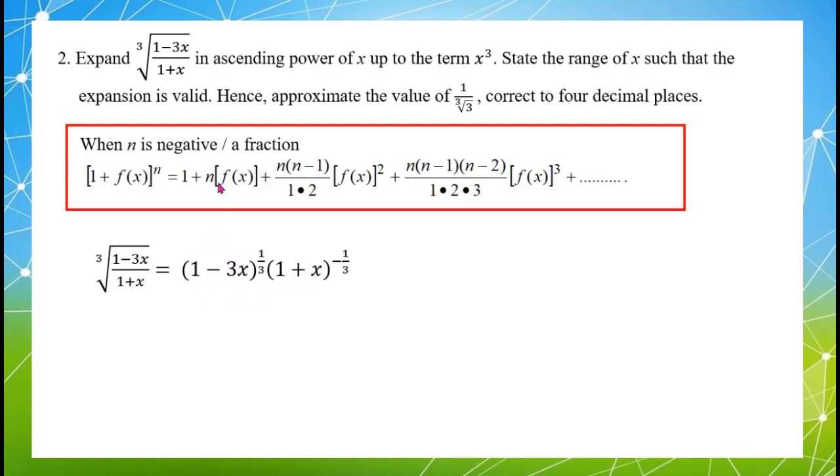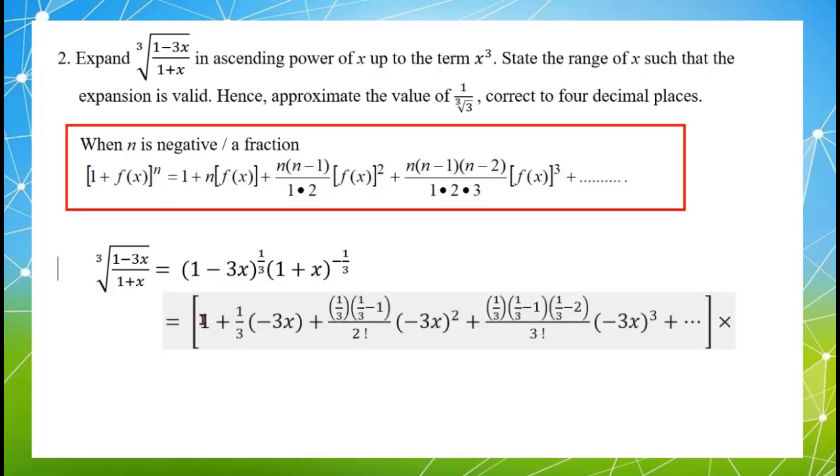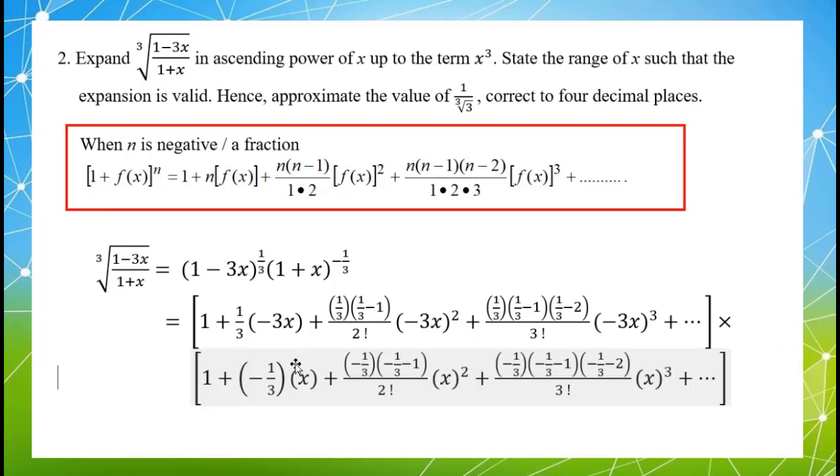So based on the formula, for the first expansion, f(x) is negative 3x, n is 1 over 3. So when I substitute into the formula, then I'll get this first expansion. As for the second expansion, f(x) is x, n is negative 1 over 3. So when I use the formula, then I'll get this expansion.